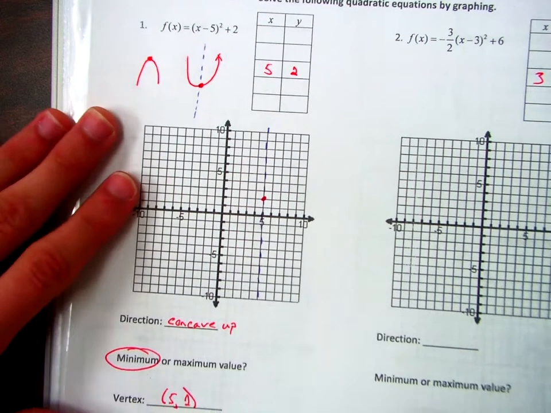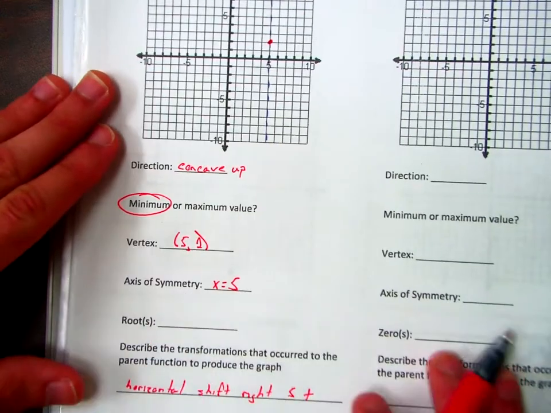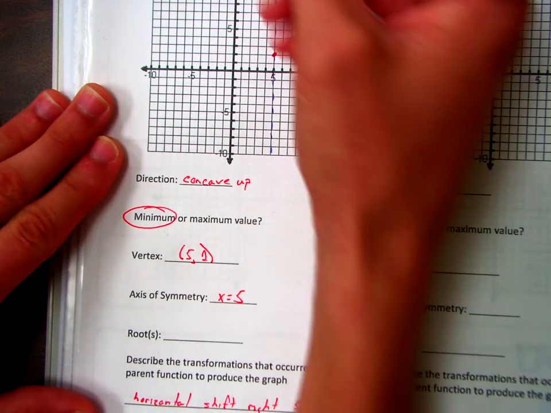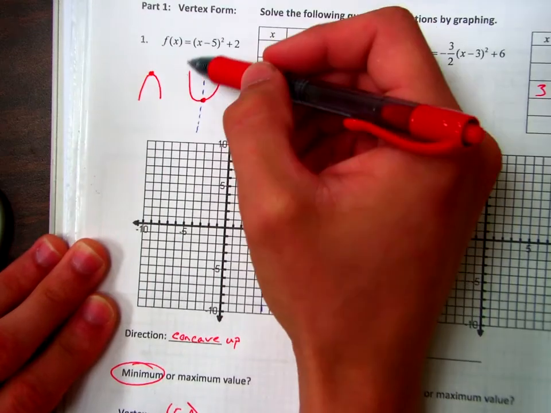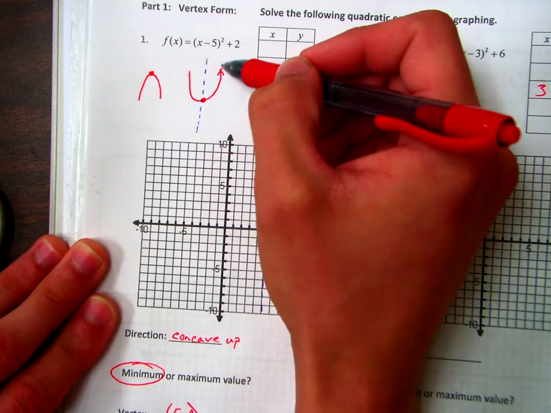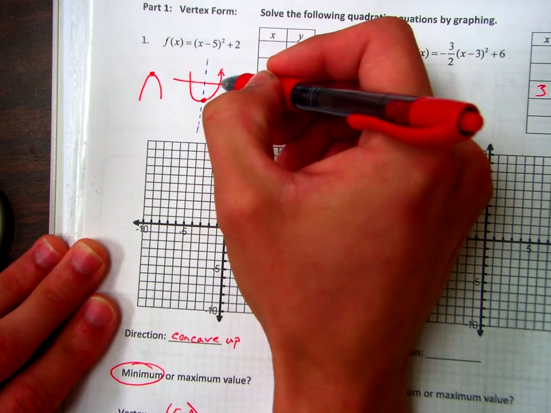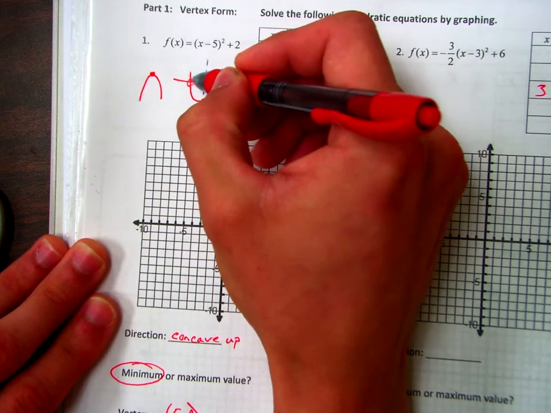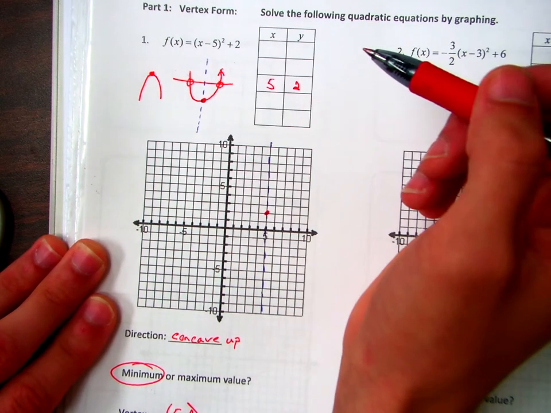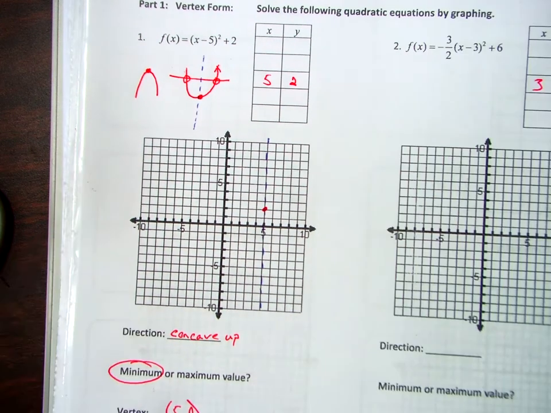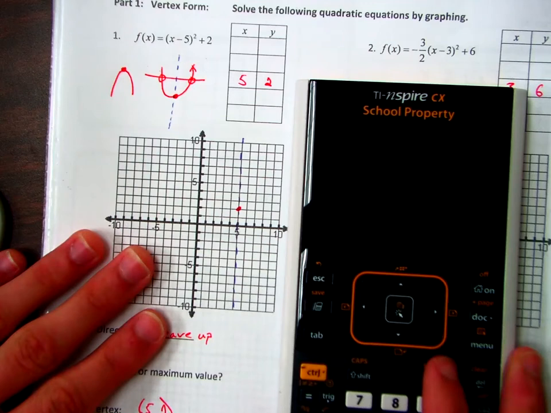Now at this point, there's nothing else that you can really conclude. Vertex form doesn't help you get the roots. And what roots are is when this function is being graphed, the roots are the location at which it hits the x-axis. Okay? If it hits the x-axis. So right here, let's go ahead and graph this function really quick.